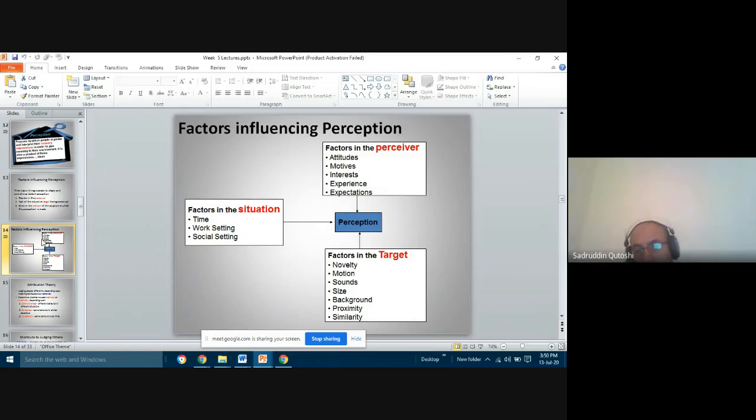All of these matter a lot. Another factor is the target, the ultimate thing about which you are developing a particular perception, and that has yet another set of dimensions. For example, novelty. Novelty here means the uniqueness, the newness of that target. So motion, sound, size, background, proximity, and similarity, all these kinds of things, not limited to these, but also other things depending upon the context and the situation.